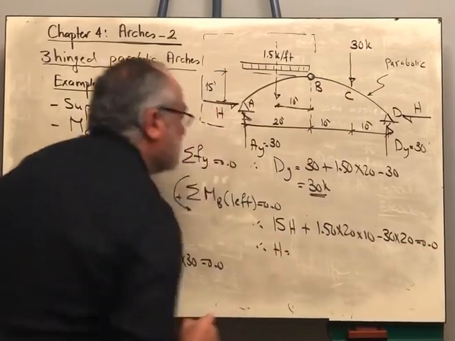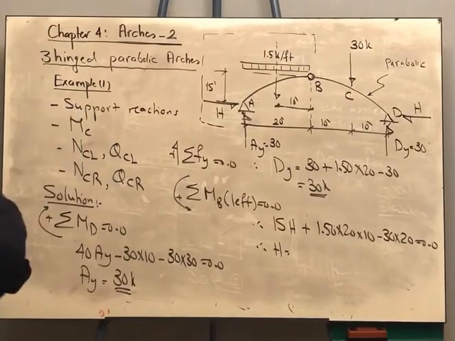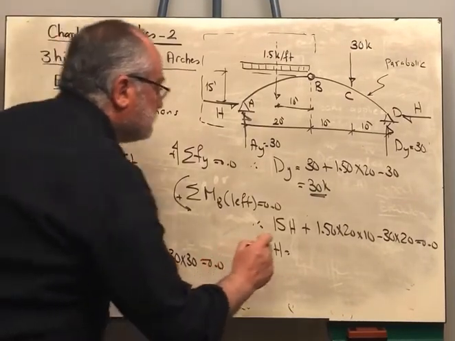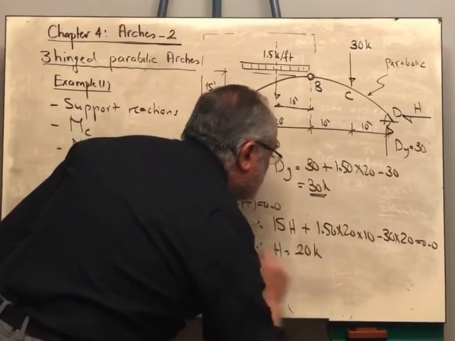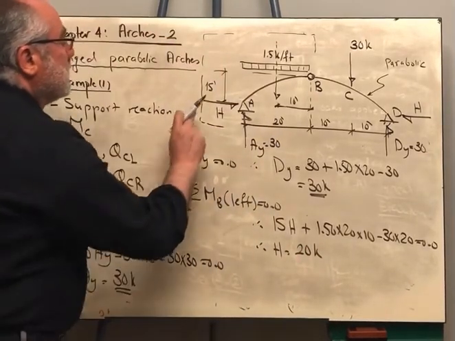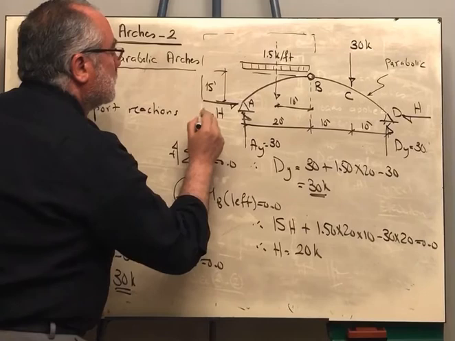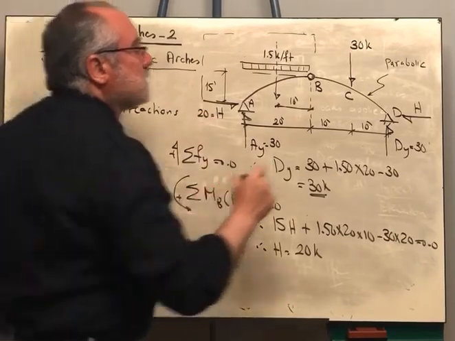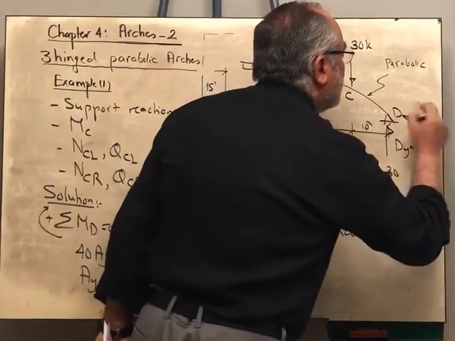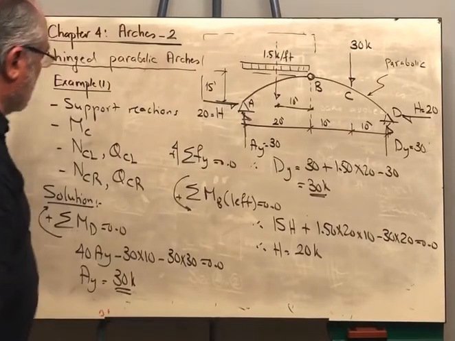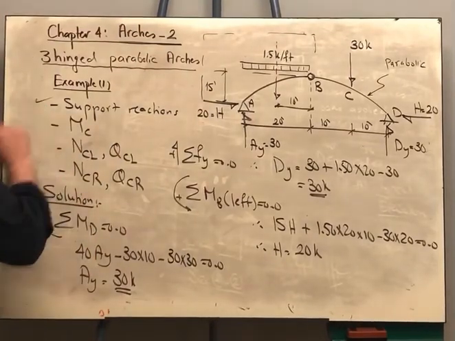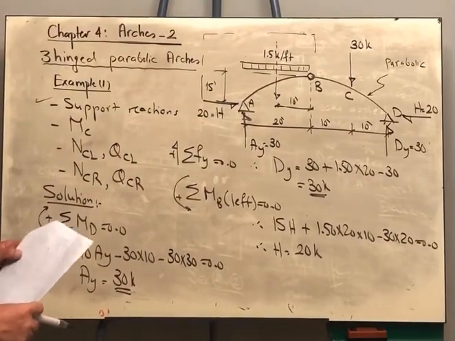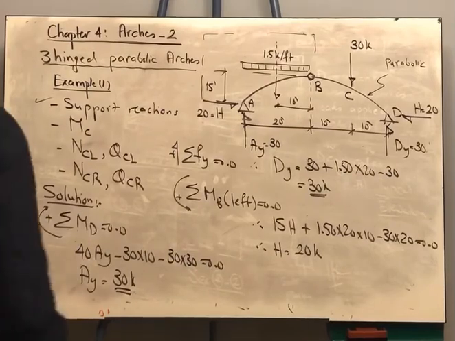From there, the value of H would be equal to 20. So this means that this value is 20 kips and this value is 20 kips. So we finished the first requirement in the problem. I want to get after that MC.